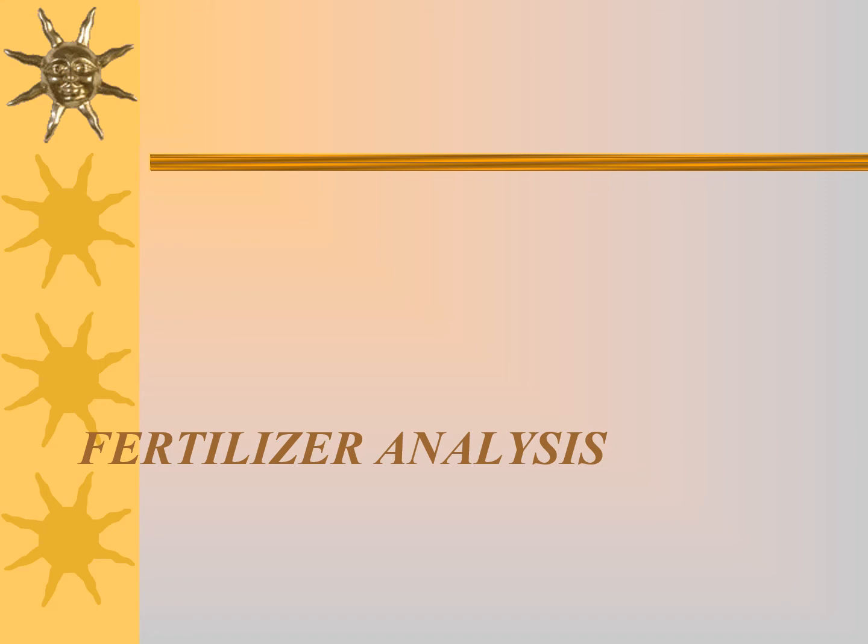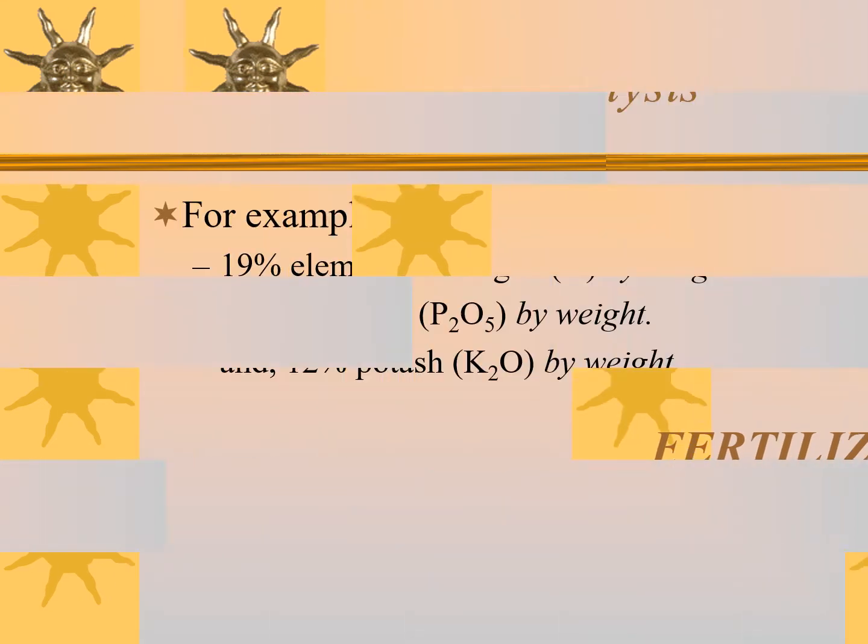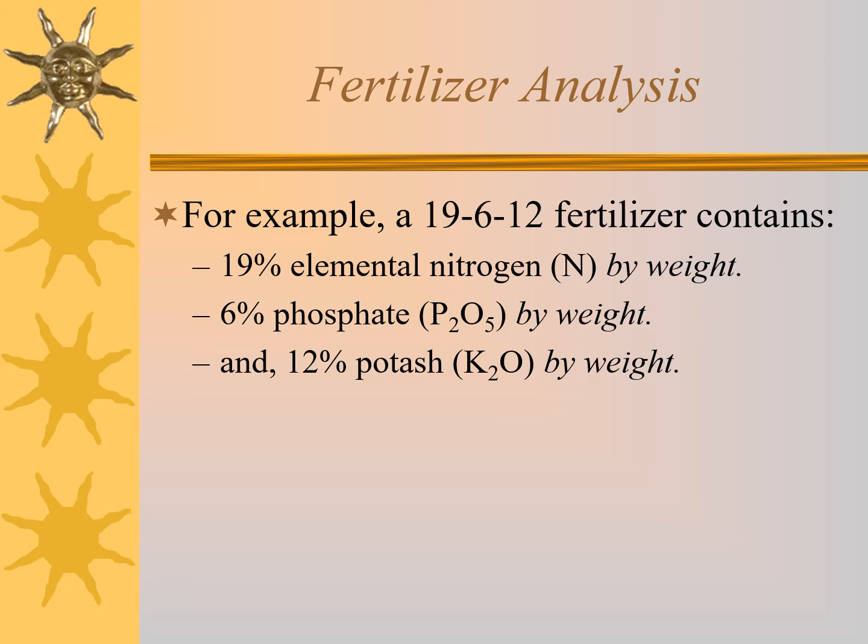Fertilizer analysis. The analysis of a fertilizer will be written on the bag or package. It tells you what nutrients are inside the bag. The 3 numbers that make up the analysis of this fertilizer, 19, 6, 12, tell us that the fertilizer contains 19% nitrogen, 6% phosphate, and 12% potash by weight.